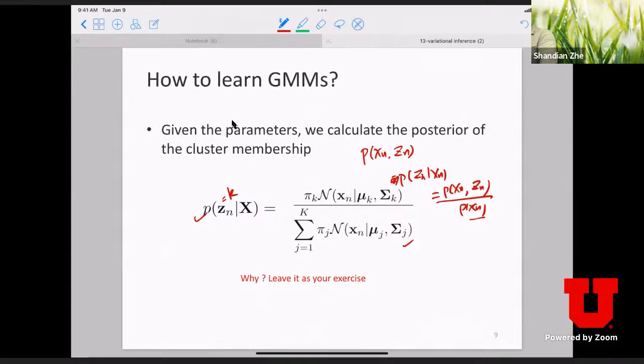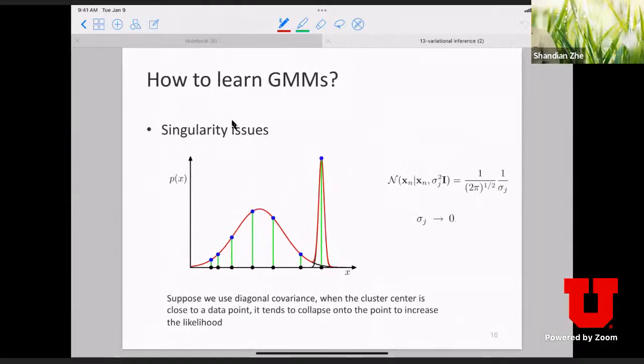So it's pretty straightforward. As long as you know all those parameters, pi k, mu k, and sigma k, it's easy. But here we want to point out that if you simply maximize the marginal likelihood without considering the cluster membership Zn, it will bring a singularity issue. It will make the whole learning procedure very painful. It will easily give you a very unreasonable result.